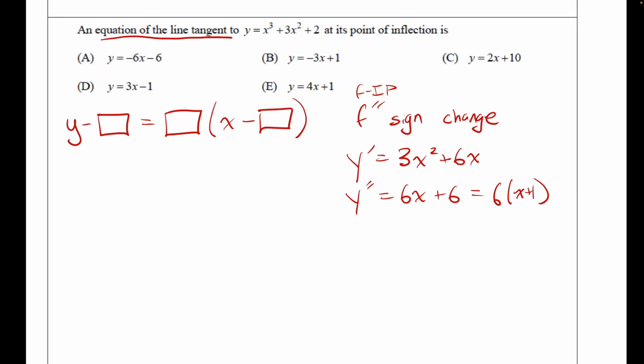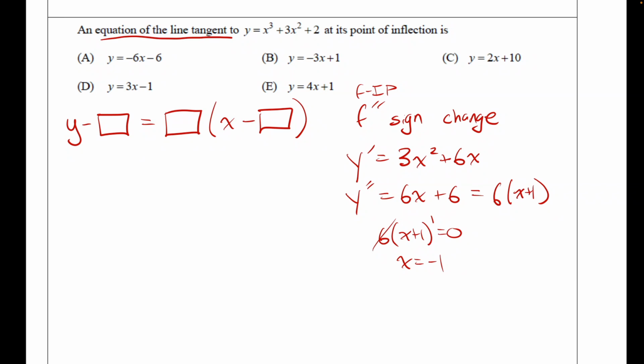And if I set that equal to 0, I get 6 times x plus 1 is equal to 0, divided by the 6 and it's gone, and x is equal to -1. That is probably the point of inflection. If I go ahead and look at the sign up here, not sign, but the power here. The power here is 1, which is odd.